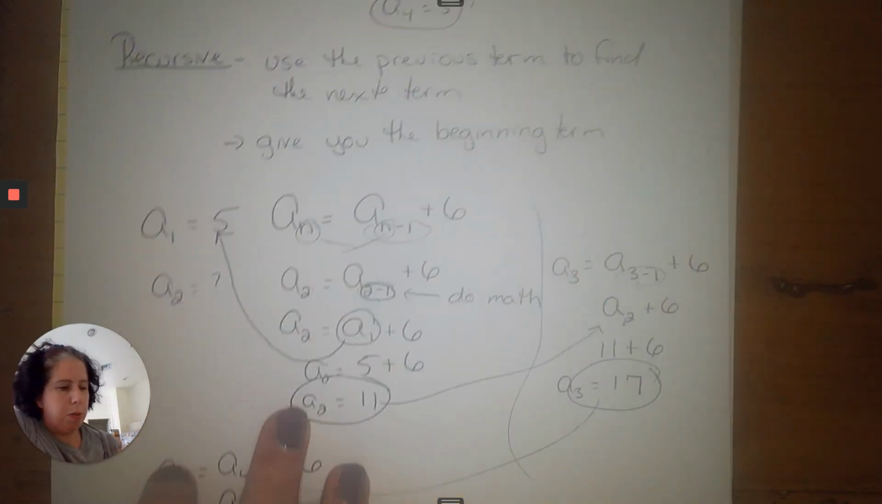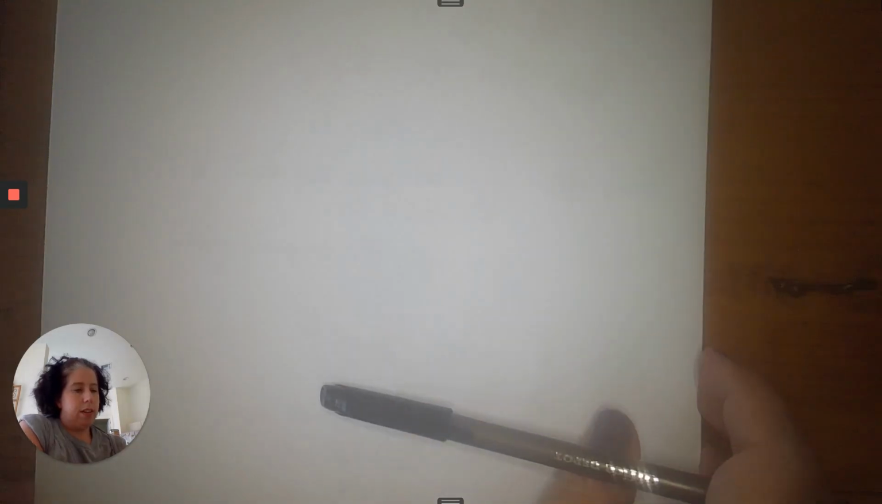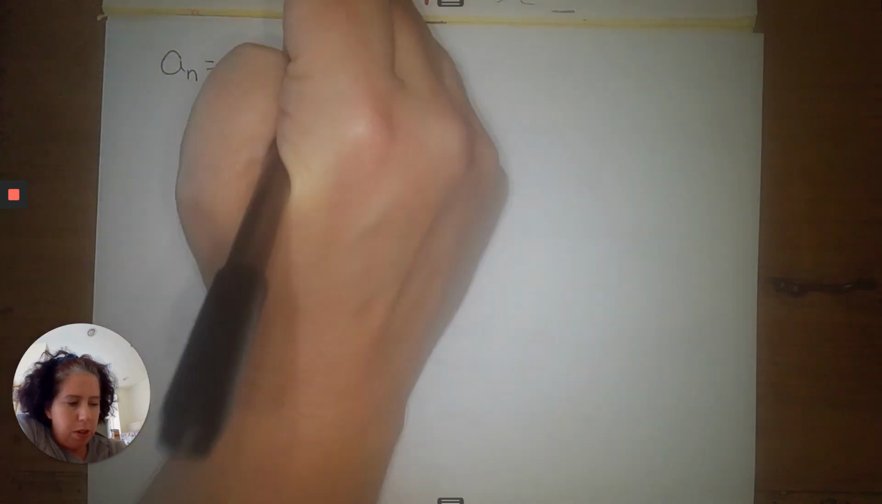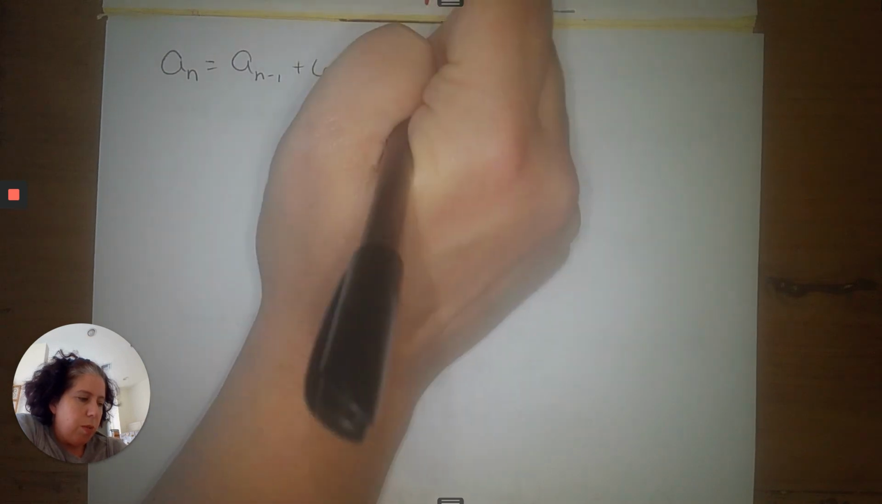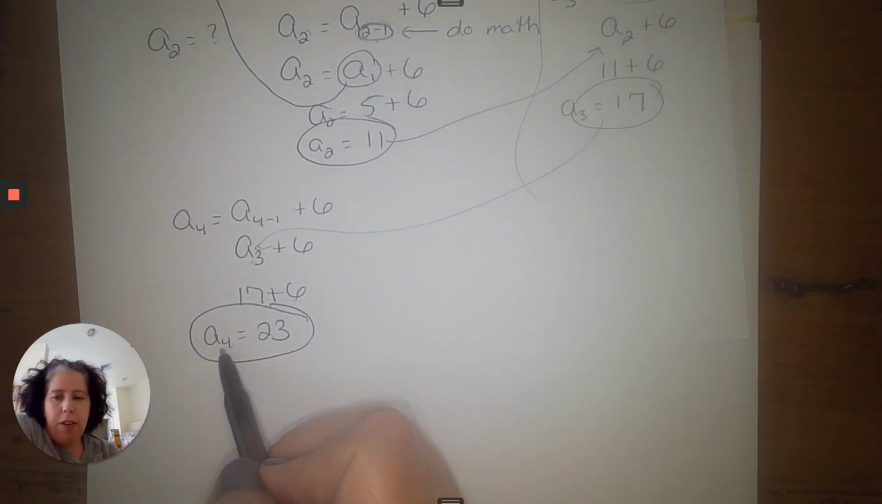All right, let's try another one. Now, some of you are going to figure out the shortcut, and that's fine. Just be careful when you use it. Actually, before we do that, here was the formula: a sub n equals a sub n minus 1 plus 6, and I told you a1 was 5. So we found a4, which was 23.